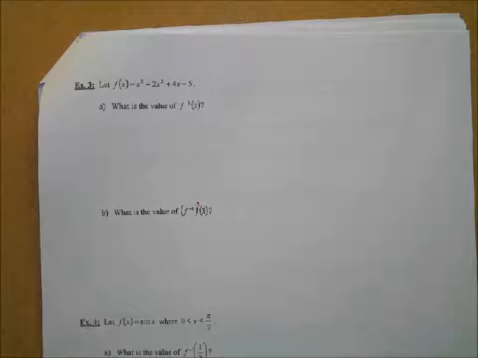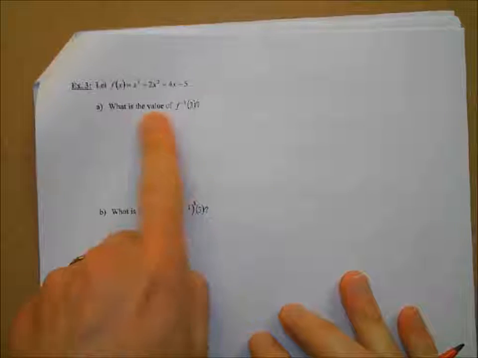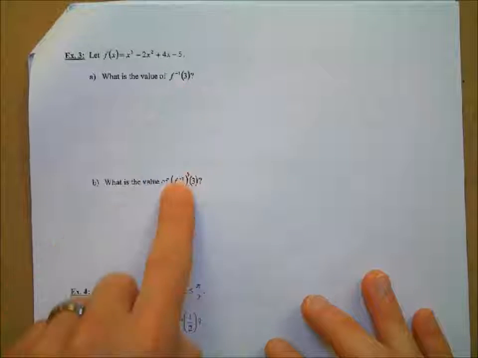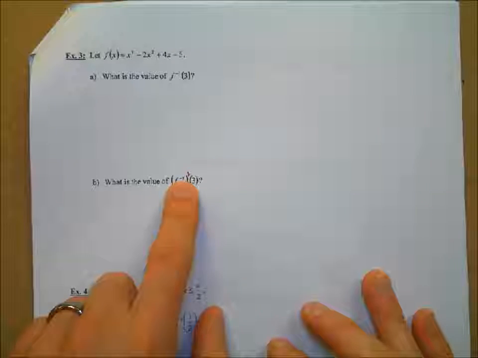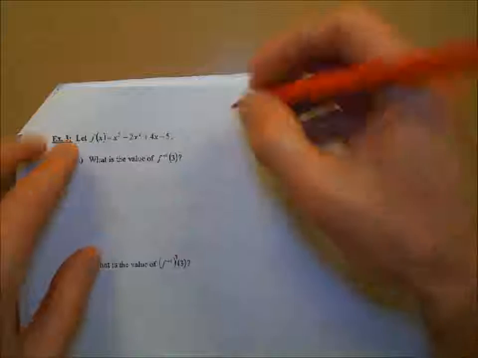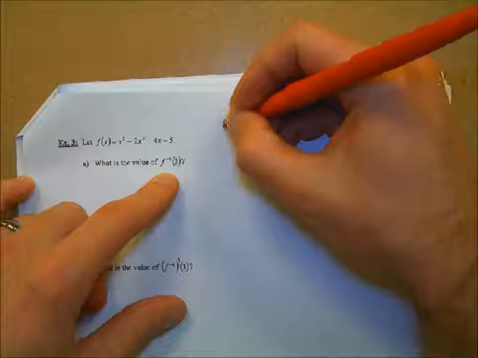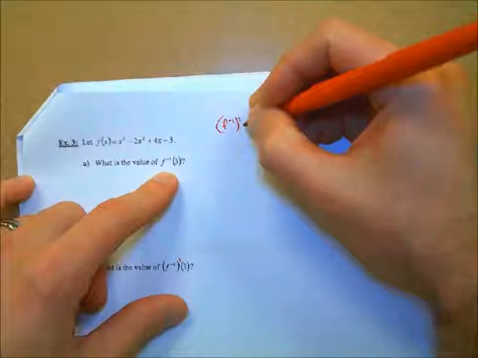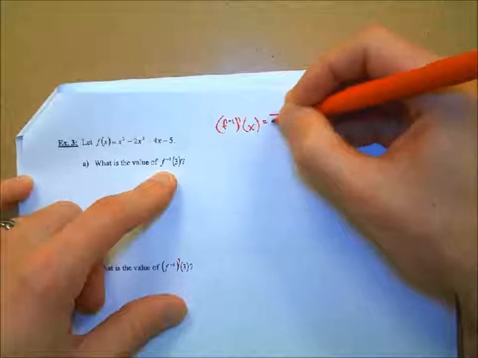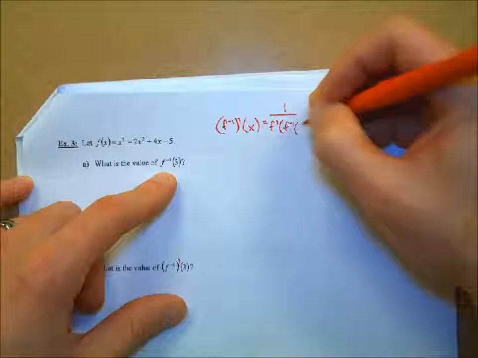So let's take a look at example 3 so I can show you how this works. If you look here for letter A, we have f inverse of 3. That's our first thing we want to answer. But ultimately, we want to find what is f inverse prime of 3. So going back to that formula, remember that if we want to find f inverse prime of a value, that's equal to 1 over f prime of f inverse of that value.